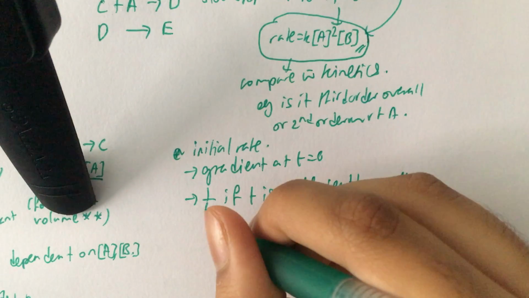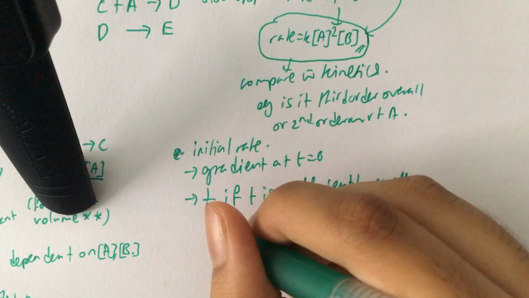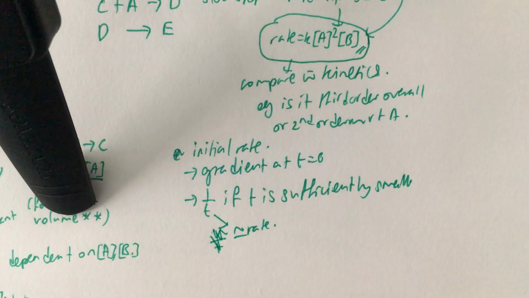Yeah, so you can assume that with a very small change in time and virtually almost no change in volume, the change in concentration at that point of time is going to be the initial rate of reaction at t equals 0. Yeah, that's why we can do this.